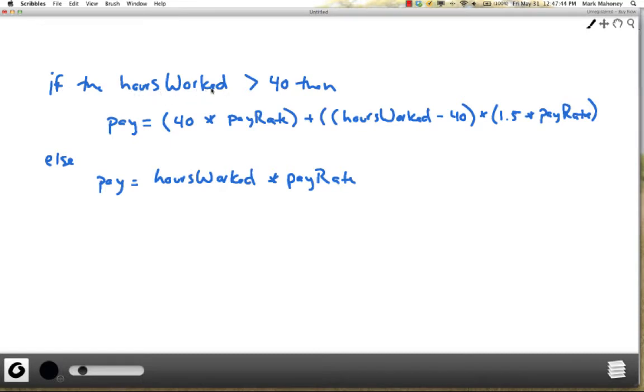However, if the number of hours worked was not greater than 40, right, if it's less than or equal to 40, well then the way we calculate the pay is we just take the number of hours worked times the pay rate. Okay, so we want to do one of these calculations, but not both.